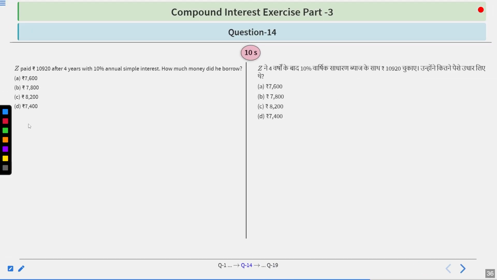Next, Z paid rupees 10,920 after 4 years with 10% annual simple interest. How much money did he borrow? And the options are option A, rupees 7,600, option B, rupees 7,800, option C, rupees 8,200, and option D, rupees 7,400. These are the options.